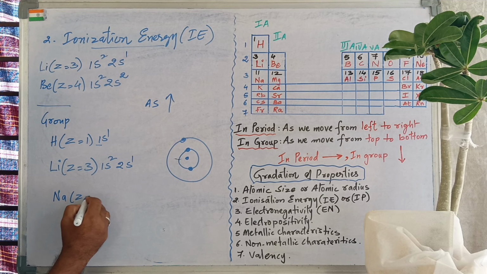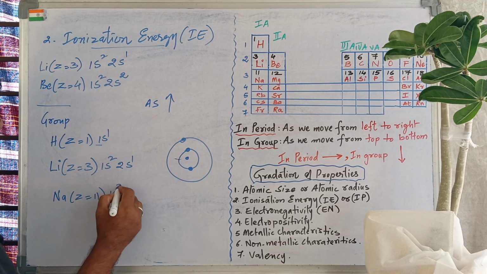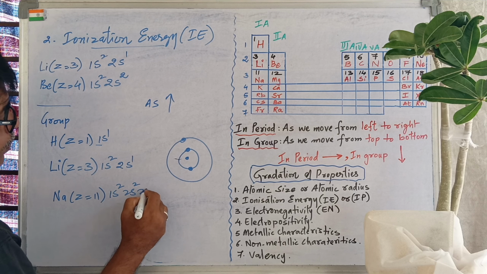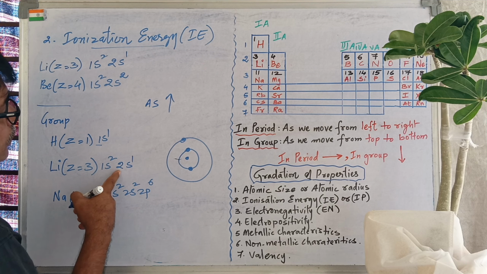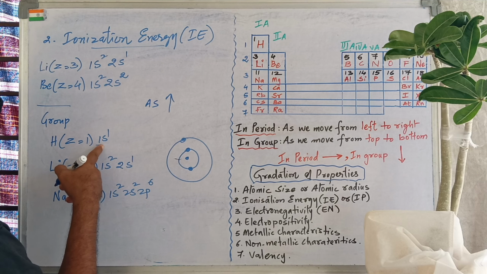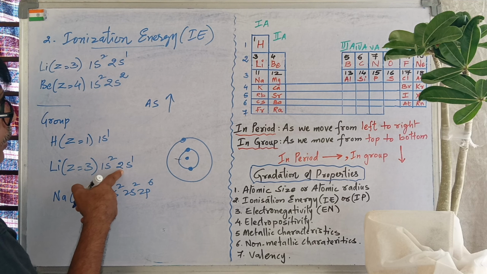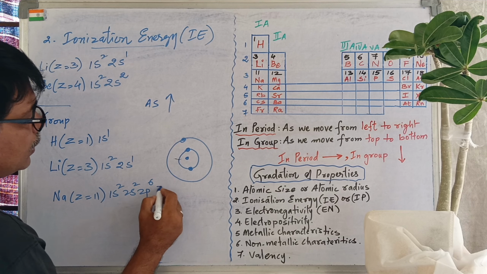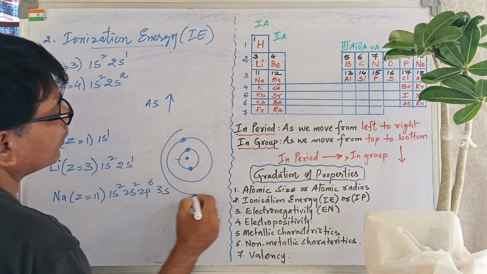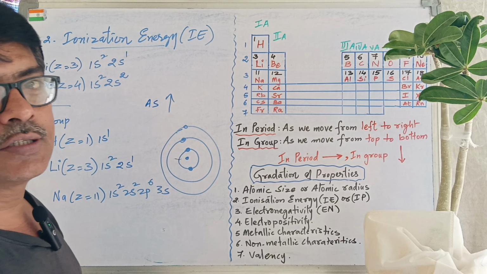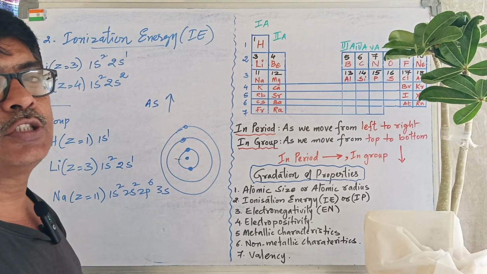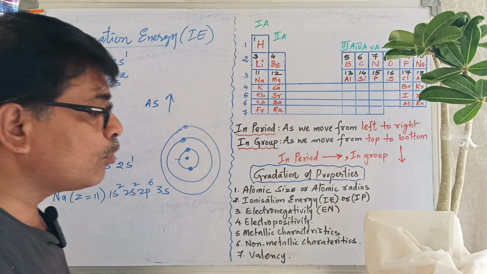Now atomic number of sodium is what? 11. And the configuration is 1s2, 2s2, 2p6. See, 2 is over. Completely 2 is finished. There was no 2 in hydrogen. In lithium 2 started. Now in sodium 3 starts, the third one. So every time size is increasing. So force of attraction will decrease. So you require less amount of energy to pull out the electron in case of groups.